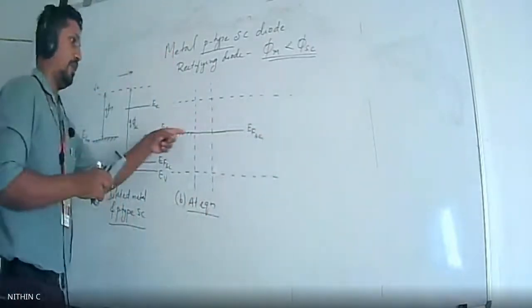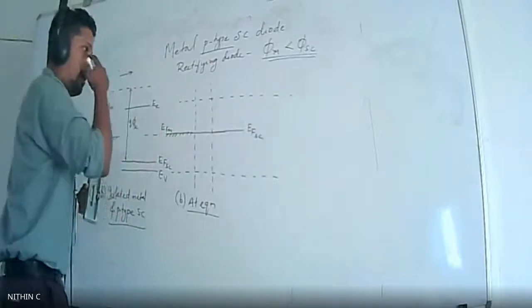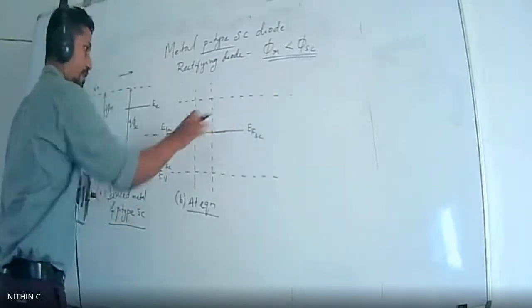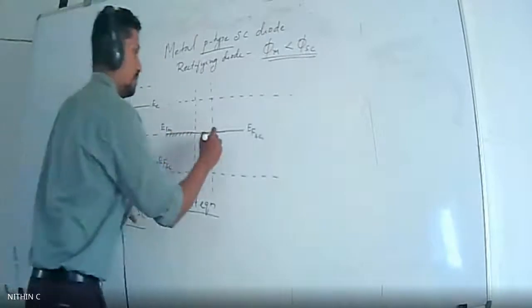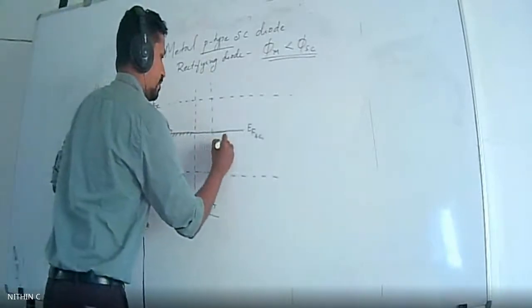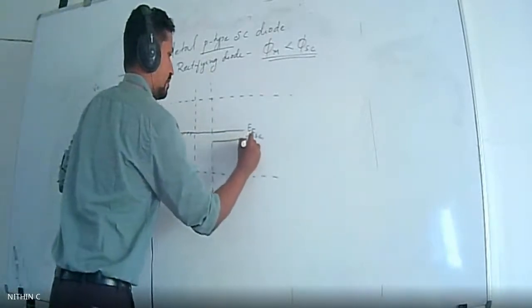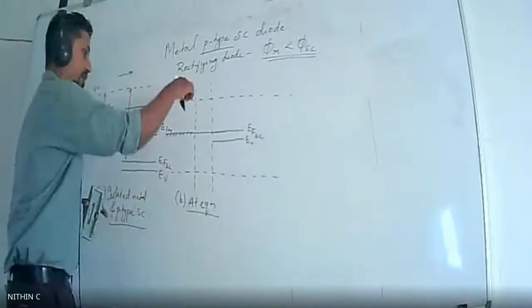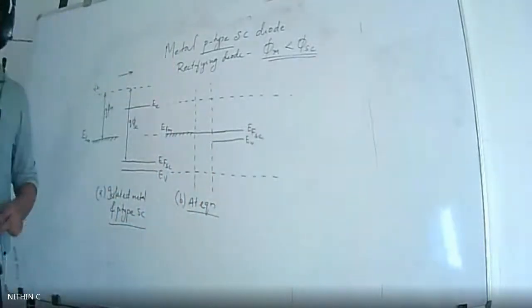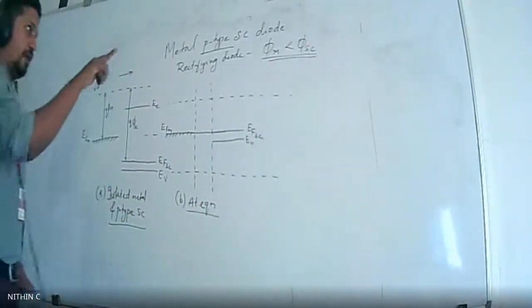At equilibrium, the Fermi levels will align. EFSC comes over here, so EV will shift down and be over here. And in the depletion layer, you will be having band bending in the upward direction, in the direction of electric field.